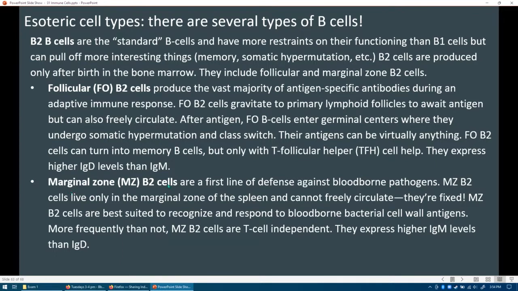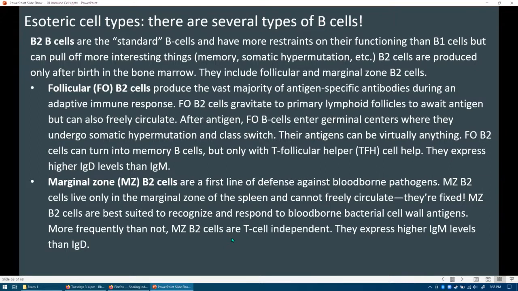Marginal zone B cells, B2 cells, they are in the marginal zone of the spleen, but they are B2 cells. They are a first line of defense against blood-borne pathogens, and they are fixed in the marginal zone of the spleen. So they're actually like tethered to the tissue there. They are suited to recognize and respond to blood-borne bacterial cell wall antigens, stuff like capsules and such. More frequently than not, they do not need T-cell help in order to begin secreting antibodies.